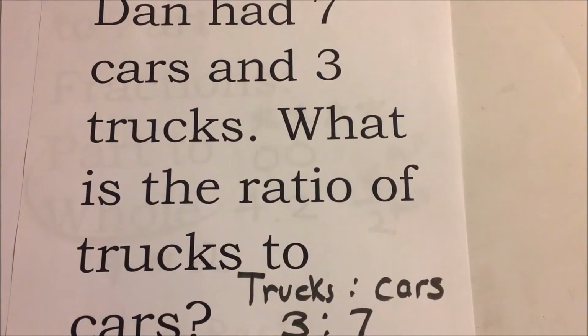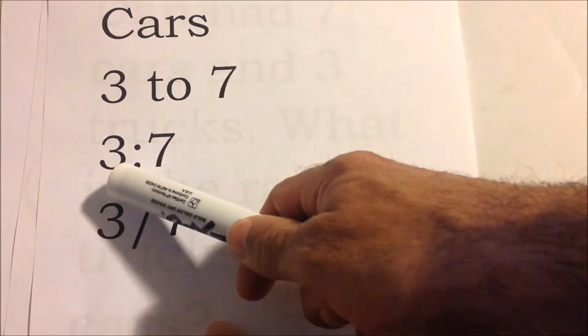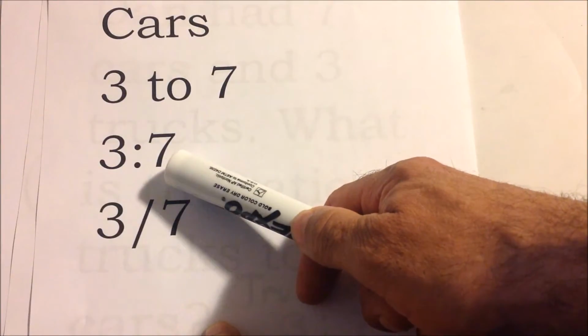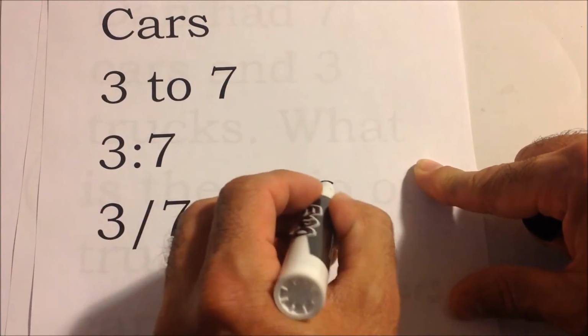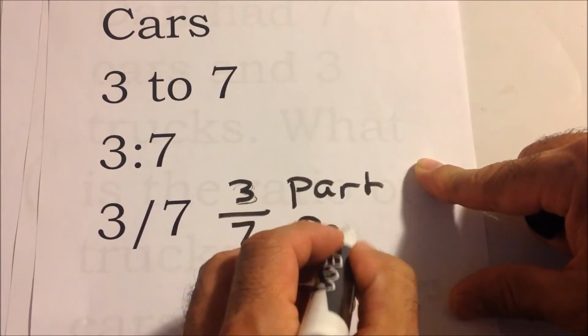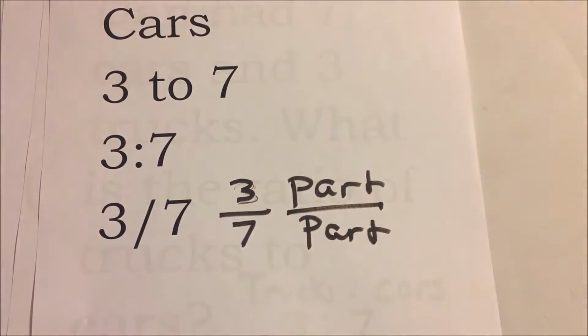Remember that. That's important. So again, the 3 ways we can write it. You can say 3 to 7, or 3 colon 7, or 3 over 7. Looks like a fraction, but it's not. It's a ratio. It's part to part. And remember, fractions are part to whole.